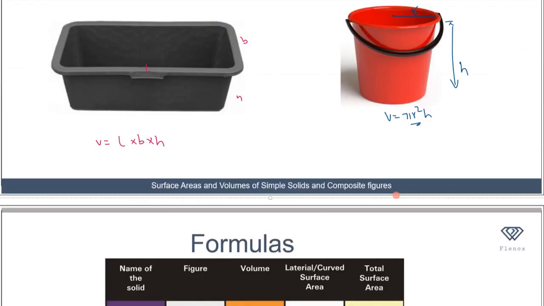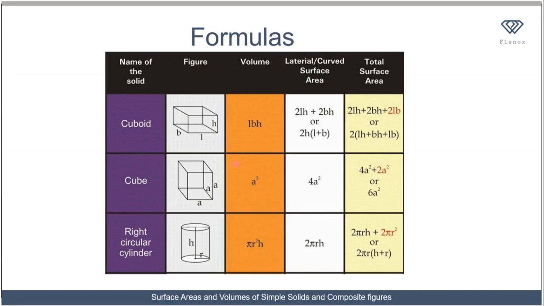So these formulas below summarize the formulas for finding the curved surface area, the total surface area, and the volumes of common solid figures. You do well to memorize them or know how they are gotten so you can figure them out in the exam. Here you have the formula for the volume of a cuboid, the length times the breadth times the height, then for the curved surface area, 2h into bracket l plus b, and the total surface area.